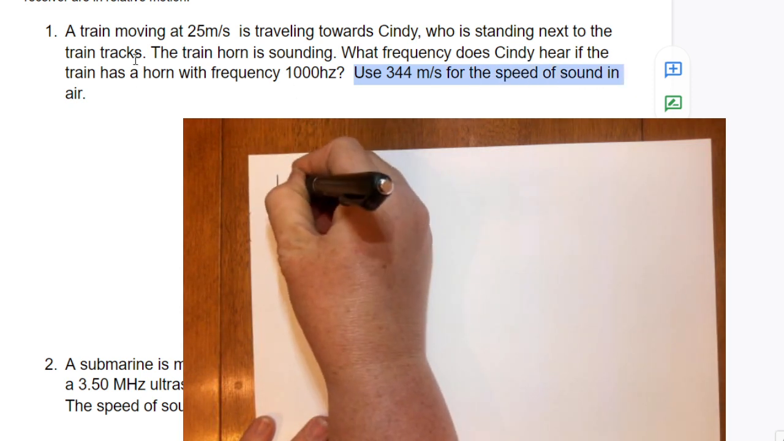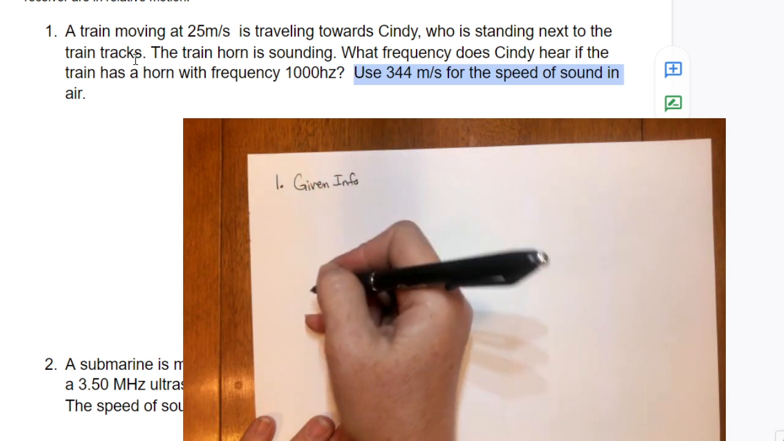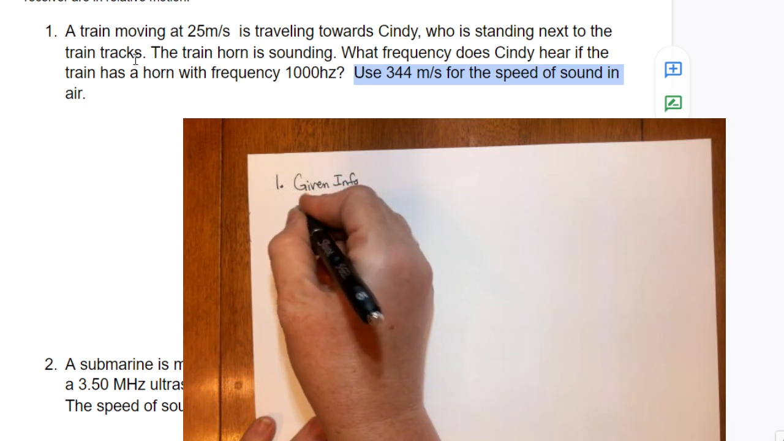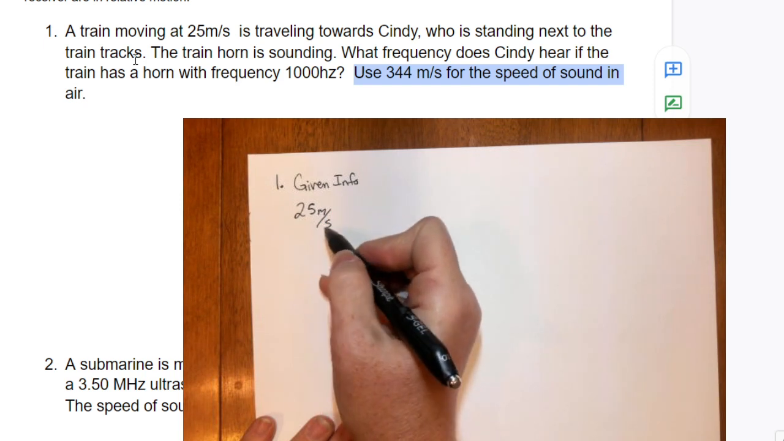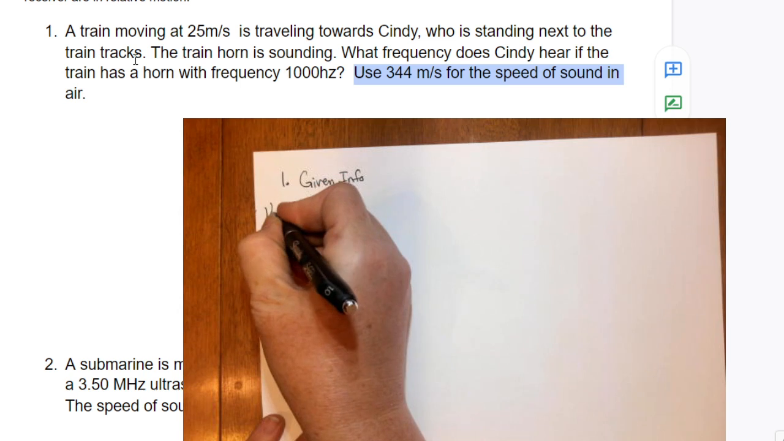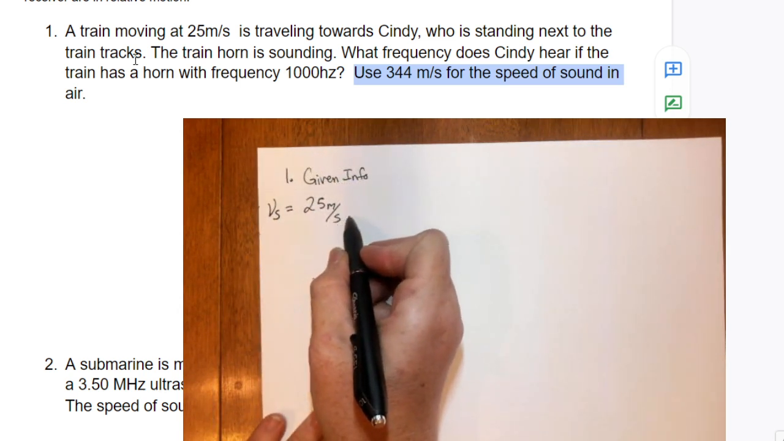Okay, step 1 is always to write down the given information. And they tell you that the train is moving 25 meters per second. The train is moving 25 meters per second means the speed of our sound source is 25 meters per second.